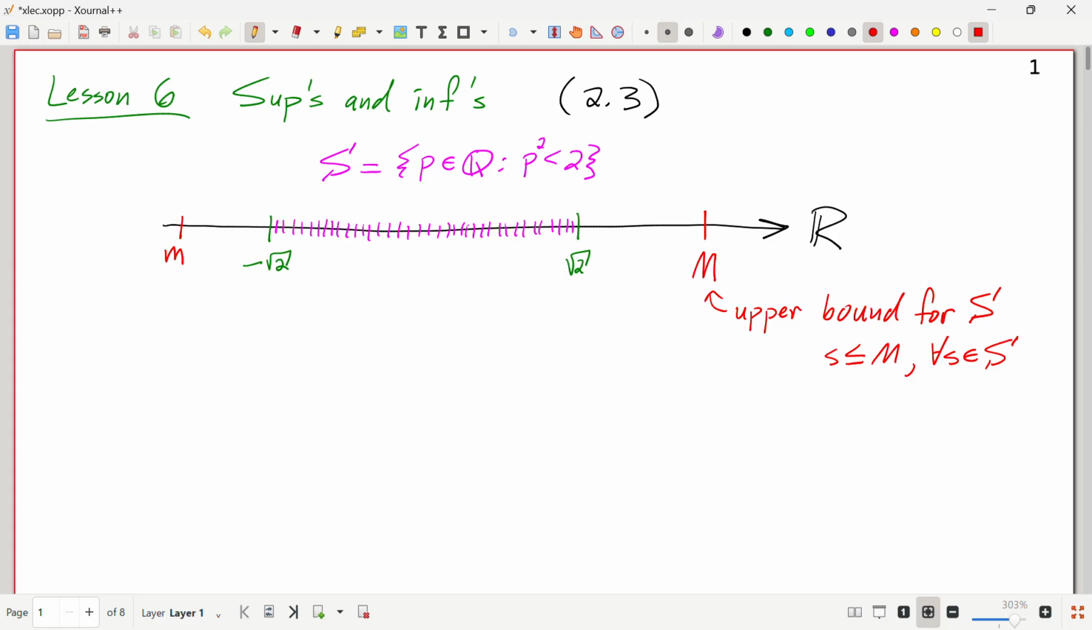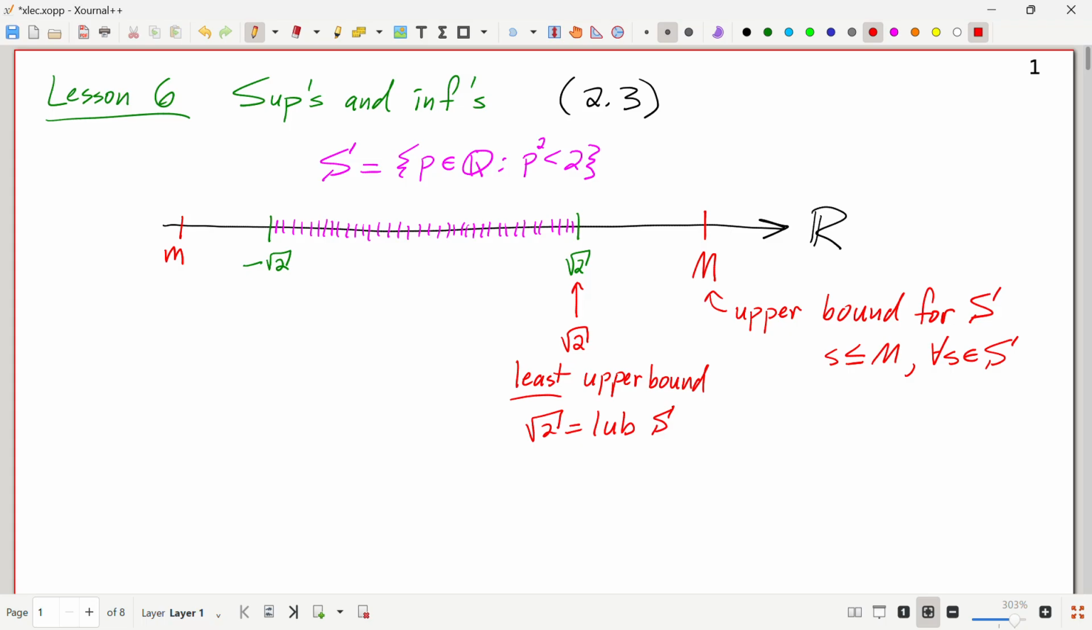And if I try to slide that m down until I can't slide it any further, keeping it an upper bound, I hit square root of 2 and I can't go any further. Square root of 2 is the least upper bound. And we'll write square root of 2 equals LUB of S. I'm going to replace LUB with sup pretty soon, for supremum, but I don't want to get carried away with words at the moment.